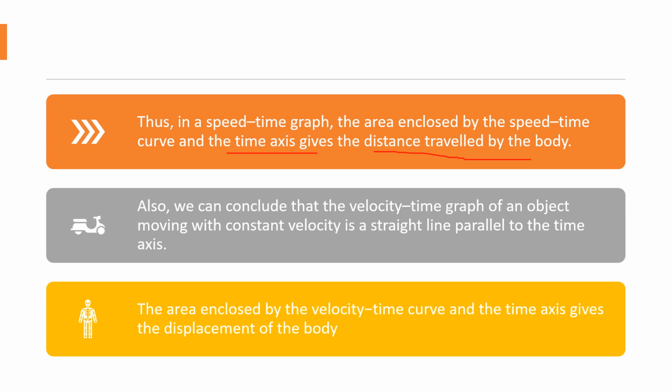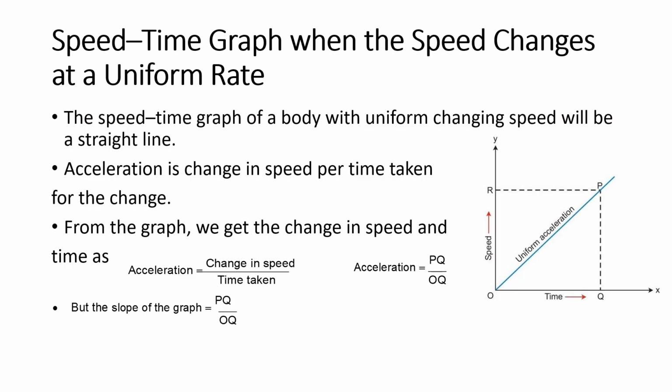Also, we can conclude that the velocity time graph of an object moving with constant velocity is a straight line parallel to the time axis. The area enclosed by the velocity time curve and the time axis will give the displacement of the body, as we have studied.